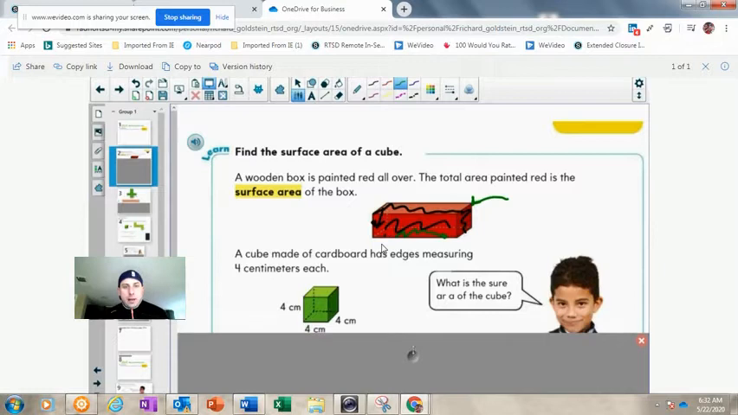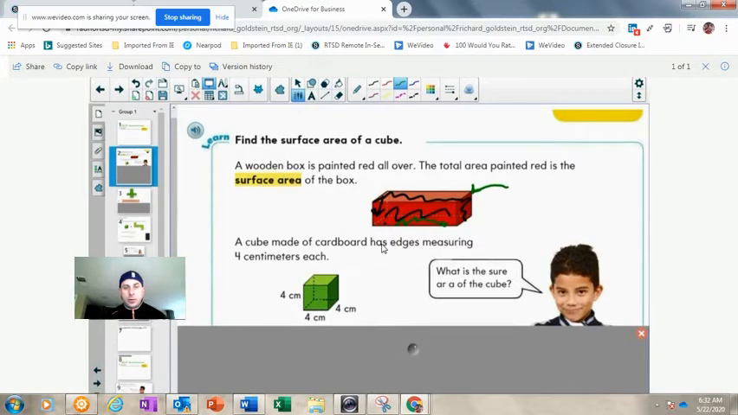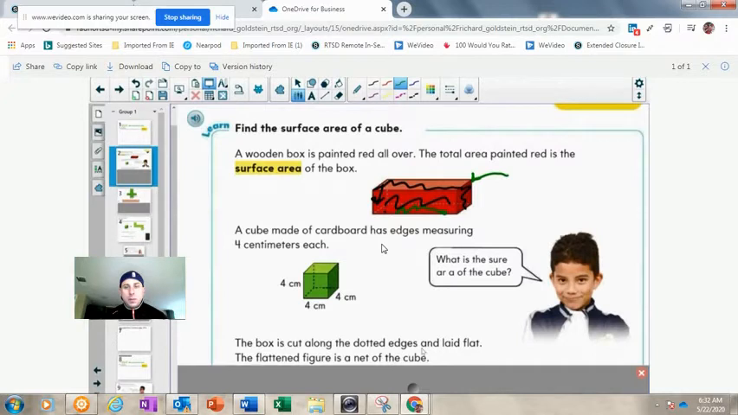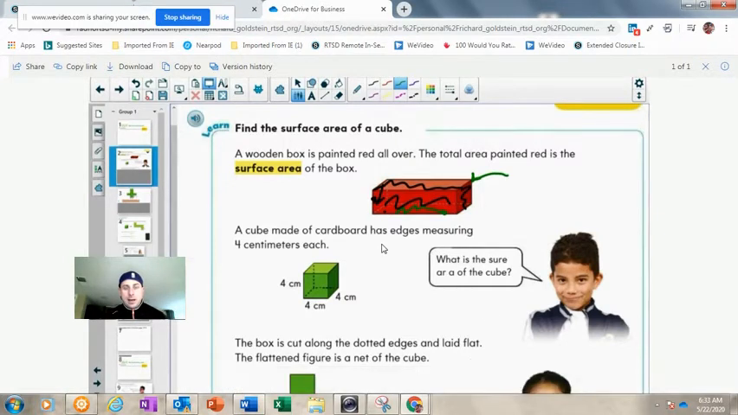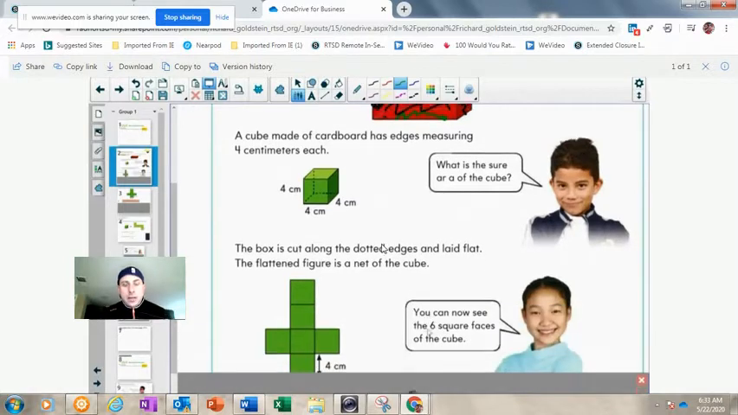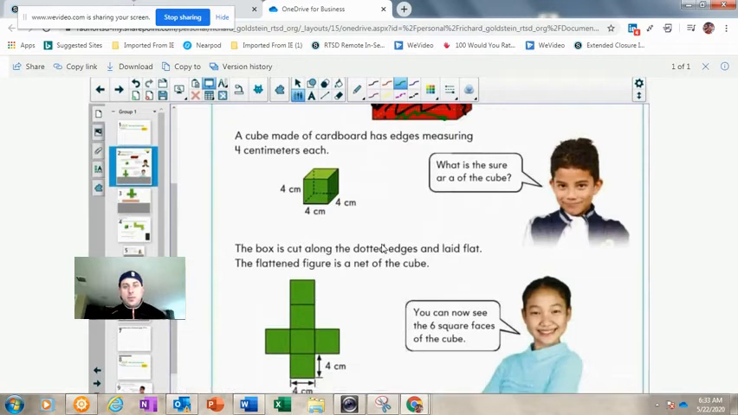When you look at this example, a cube is made of cardboard and has edges measuring 4 centimeters each. This is a little bit more of a true example of finding surface area of a cube. Let me pull this down so you can see better. A box cut along the dotted lines and laid out flat. The flattened figure is actually a net of a cube. We talked about that a little bit yesterday and the day before in some of the previous examples.